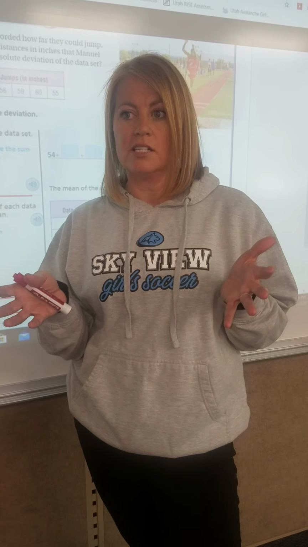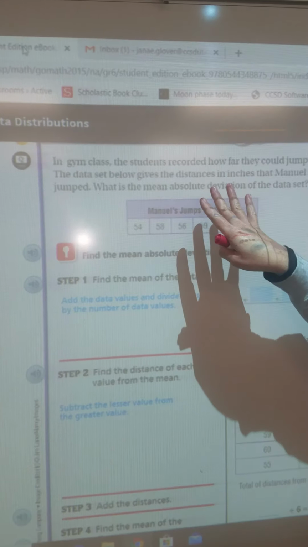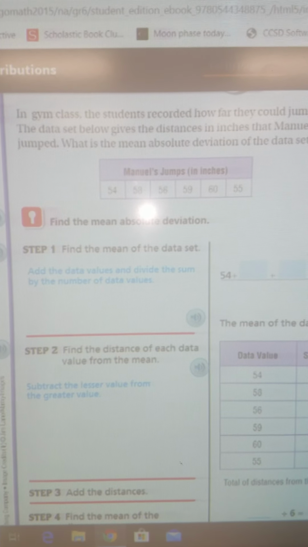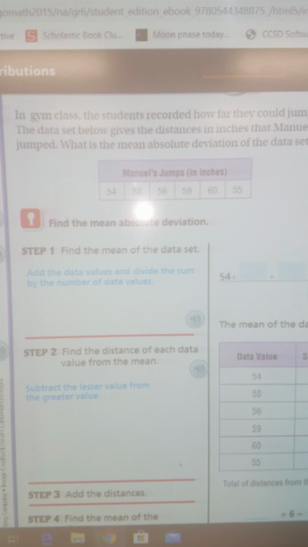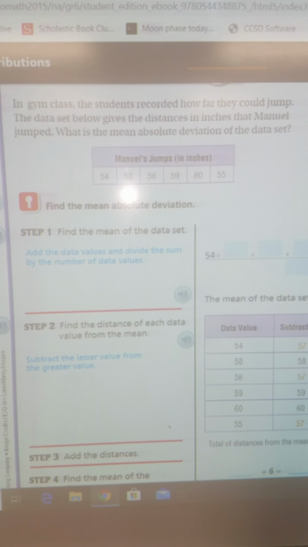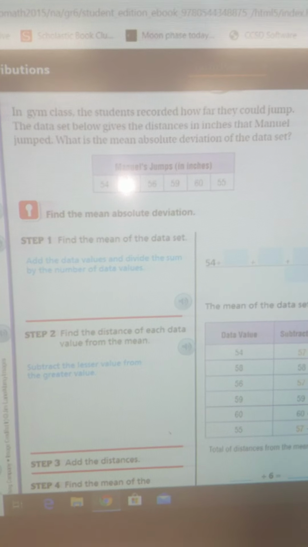Okay, and so today we're going to spend some more time with mean absolute deviation, and then we're going to learn a couple new ways to measure variability in a data set. Okay, so grab your book if you want to follow along with the examples. Okay, this is lesson 13.4. It says, in gym class, the students recorded how far they could jump. The data set below gives the distances in inches that Manuel jumped. What is the mean absolute deviation of the data set?